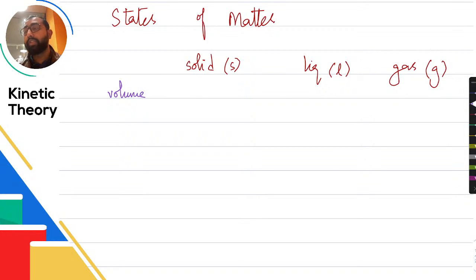In fact, solids have a fixed volume. Liquids have a fixed volume. Now that is something many students question: wait a minute, weren't liquids compressible? I'll explain in a bit. And then gases, they don't have any fixed volume. You can take a gas, compress it and change its volume, or expand it, and it will change its volume as well.